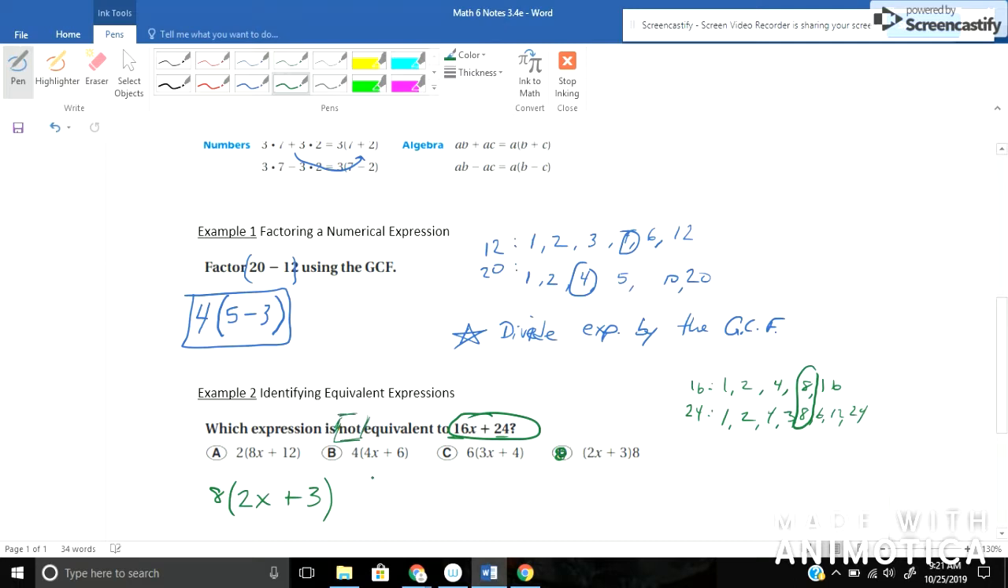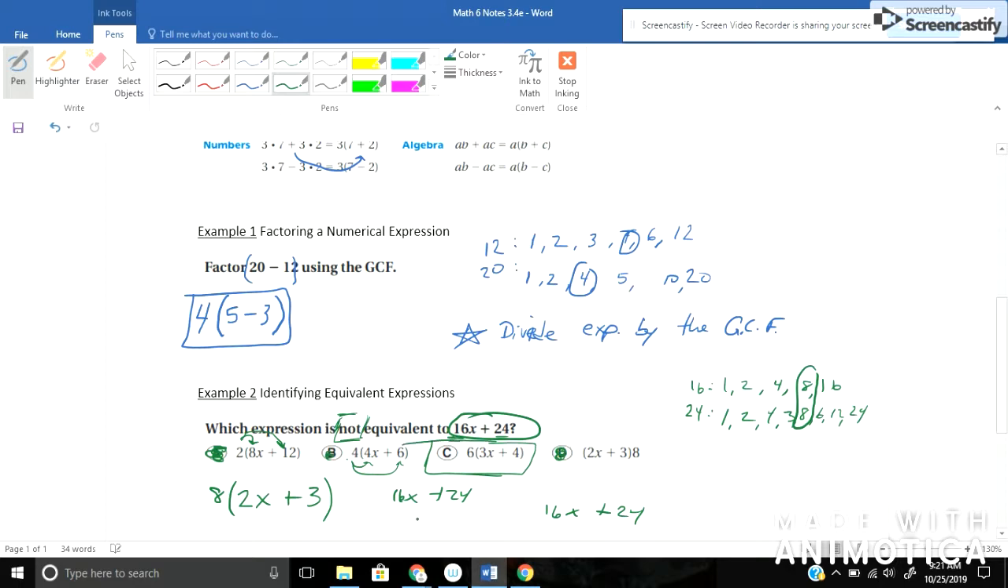Okay, well, let's go ahead and distribute my other problems to see if they are equal. Well, 2 times 8x would be 16x, and 2 times 12 would be 24, plus 24. Oh, that's the same thing as my original one, so it can't be that, because that does work. Letter B, let's try as well. 4 times 4x gives me 16x, plus 4 times 6 is 24. You'll see this is also the same, so that can't work. Letter C has to be it.